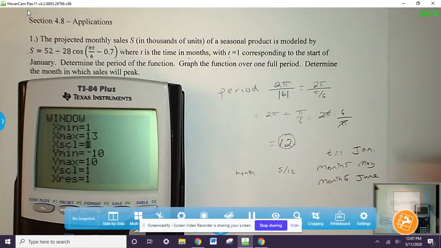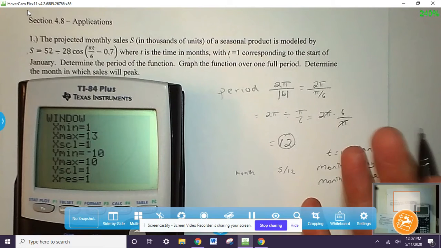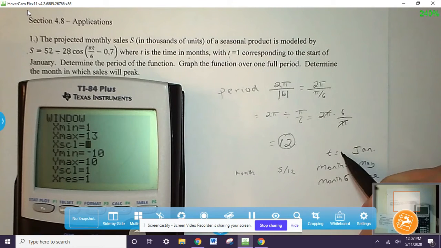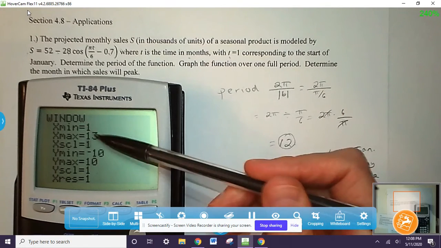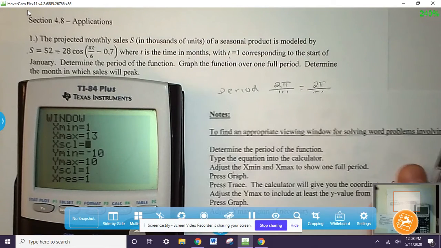So if we were to use 0 for January, then everything would be thrown off. If 0 were January, then 4 would be May, and 5 would be June, and 6 would be July. And as you saw, I just stumbled on that because it's weird. We're used to 5 being May and 6 being June and so on. So that's why they have you do t equals 1 is January. So let's go 1 to 13. And then go ahead and hit graph.